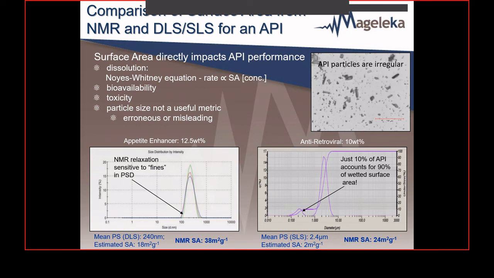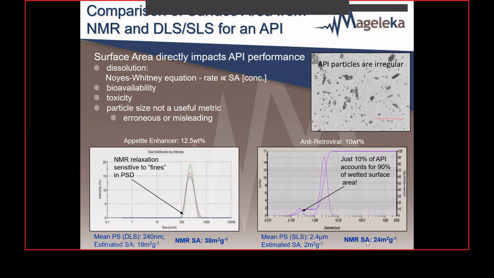It gives you about 24 square meters per gram. In other words, 10% of this API is providing 90% of the total effective surface area. Clearly, the importance of knowing the surface area is because of bioavailability and cytotech. This is important. But if you'd only measured a mean size, or not the distribution, or you'd only measured MR, you wouldn't know what was going on.